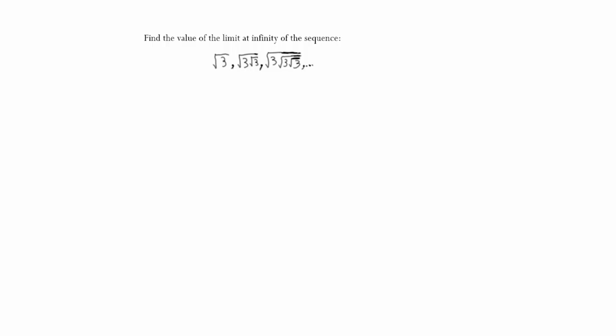So the specific problem is to find the value of the limit at infinity of the sequence: square root of 3, comma, square root of 3 multiplied by square root of 3, and so on and so forth. Now, let's call this sequence a of n, and they're asking us to find the limit at infinity.